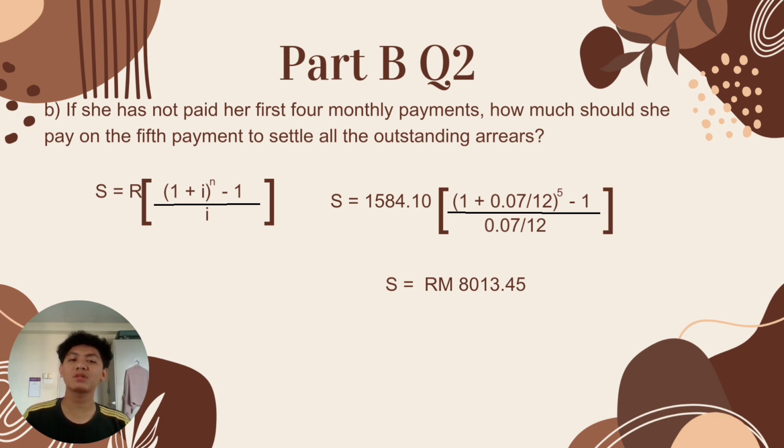Alright, for question B, if she has not paid her first 4 monthly payments, how much should she pay on the fifth payment to settle all the outstanding arrears? In the question, we have to use a future value to know the amount of the payment that she should pay at the fifth payment. So S will equal 1,584.10 over bracket 1 plus 0.07 over 12 close bracket power by 5 months minus 1 over 0.07 over 12 close bracket, and your final answer will be 8,013.45.